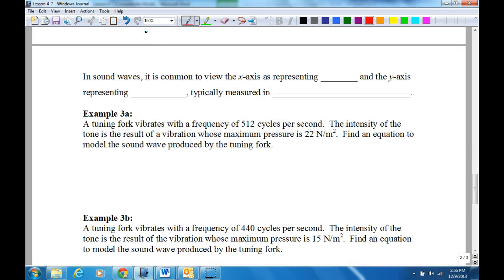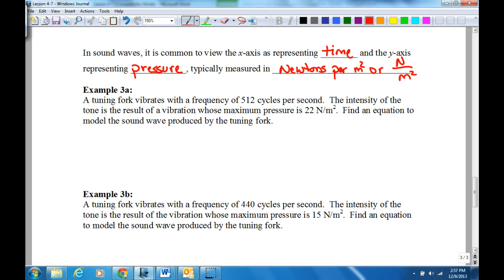In sound waves, it is common to view the x-axis as representing time and the y-axis representing pressure. Typically measured in newtons per meter squared, or big N over little m squared. Okay, I know there's some ones like this in your homework, so follow along as closely as you can, okay?